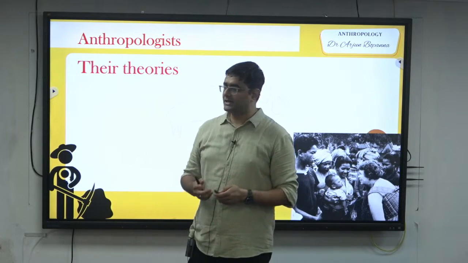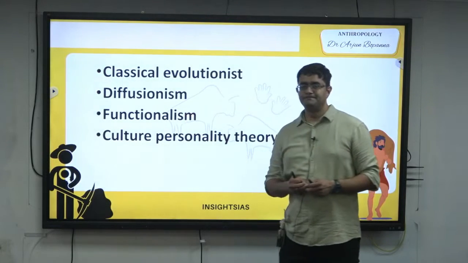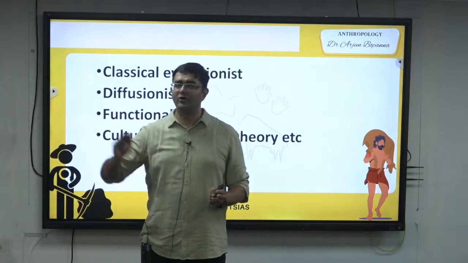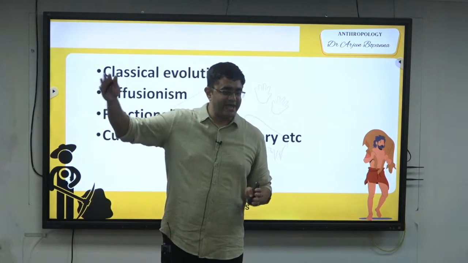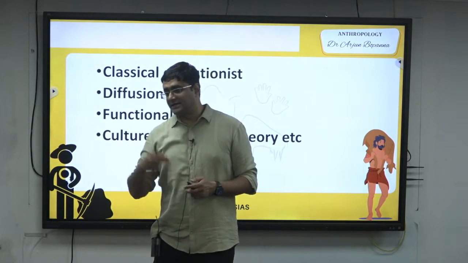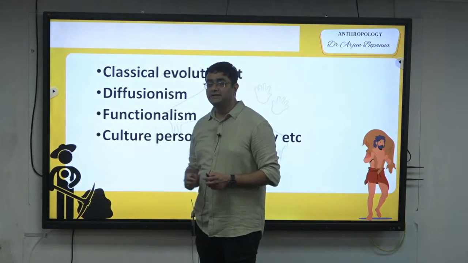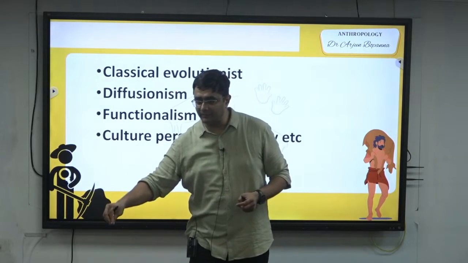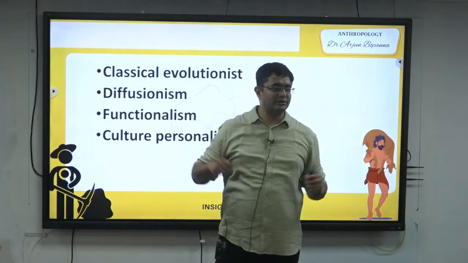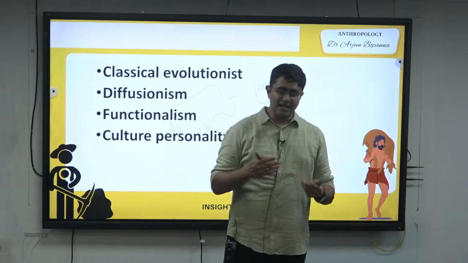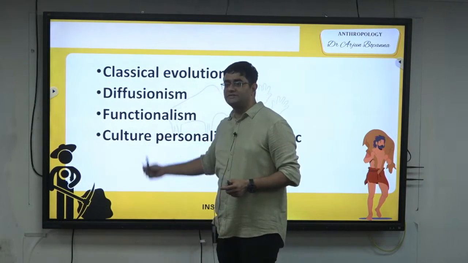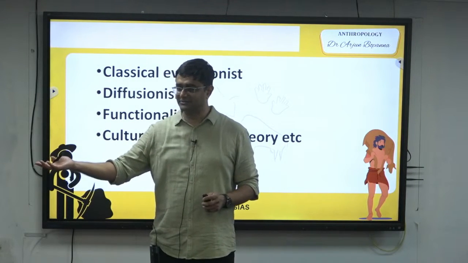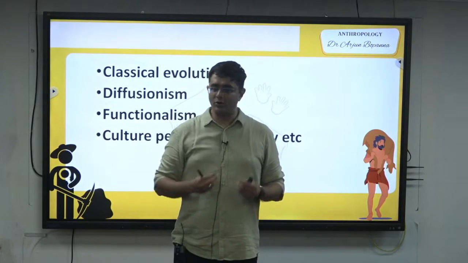We have different theories like evolution. Evolution says that culture was simple and it evolved and became complex as years passed. There is another theory called diffusion, which says that culture was invented at one place and from there it spread to other places. The other theory is functionalism, which says that culture is there in order to fulfill certain function. We want to eat, so we cook food.